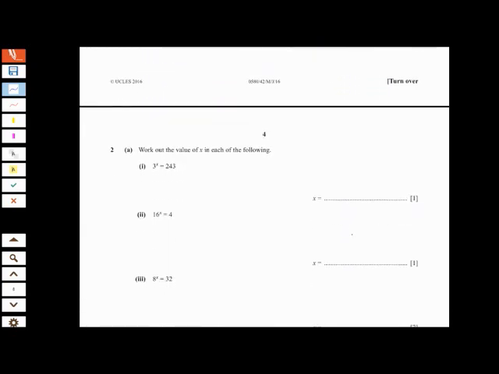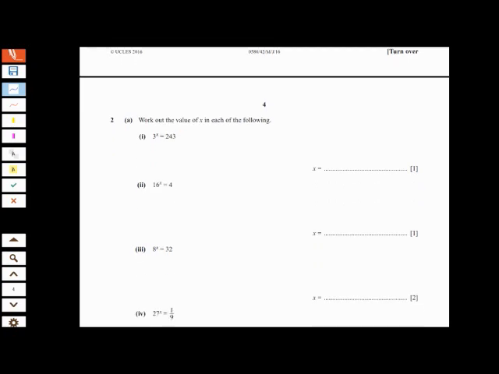Now question 2, work out the value of x for each of the following. This is basically indices. So in order to solve this kind of question, you have to make the bases equal so that the powers should also be equal to find out x, because x is in the power form. So 3 to the power of x, that means the base should be 3. 243 written with a base of 3 is 3 to the power of 5. If you don't know that, you can experiment using the calculator: 3 to the power of 2, 9, 3 to the power of 3, and so on, until you find 243. So x equals 5.